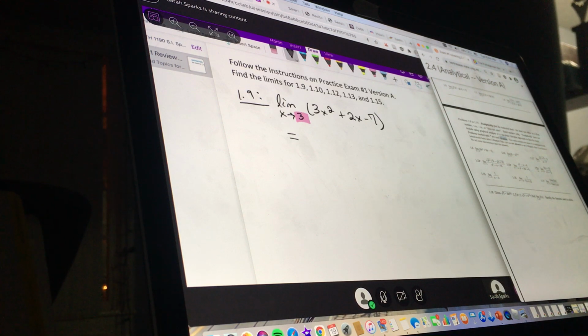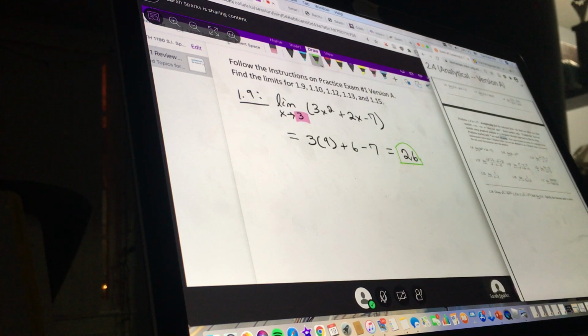So this is going to be equal to, well, I guess we're plugging in 3, so we don't need to write the limit. That's going to be equal to 3 times 3 squared, which is 9, plus 2 times 3, which is 6, minus 7. That's going to be 27 plus 6 minus 7, so you're going to get 26. And that's the limit for this. That's the answer for 1.9. It's as simple as just plugging in the value of x.